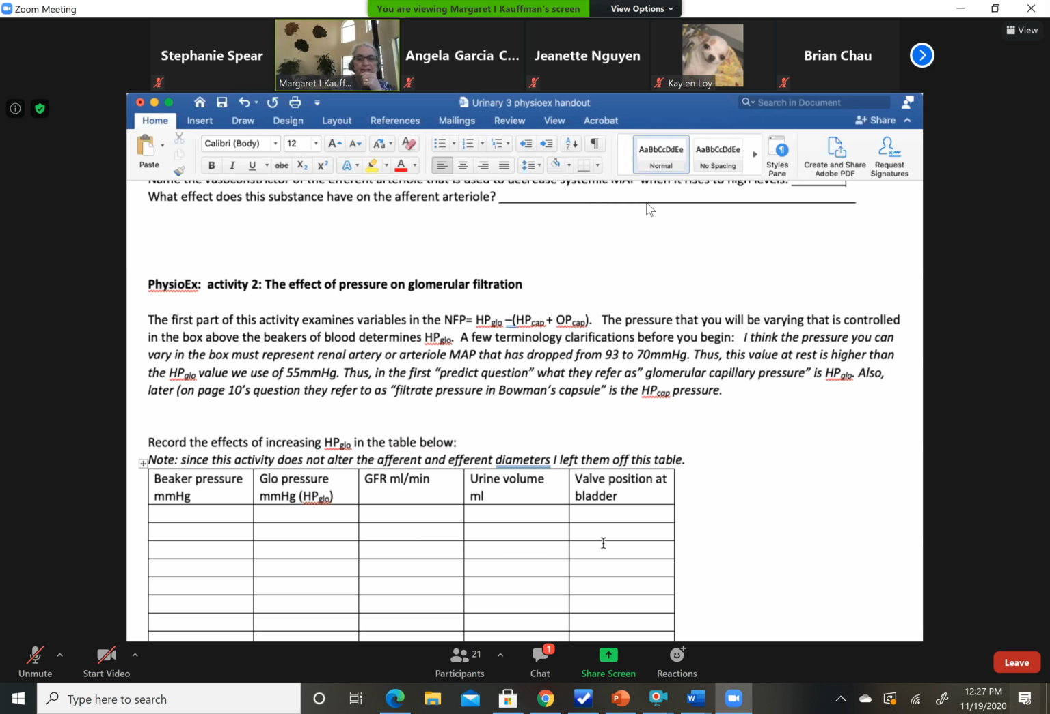Okay, and then I don't know how realistic this is, but they had like a valve at the bladder. I think they talk about it. Maybe a tumor could close that. So in the second part, they actually don't let the fluid drain out, so it would increase which variable if you close this valve? Anybody can type it in. Is it OP glomerulus, HP glomerulus, or HP capsular? If you close the valve.